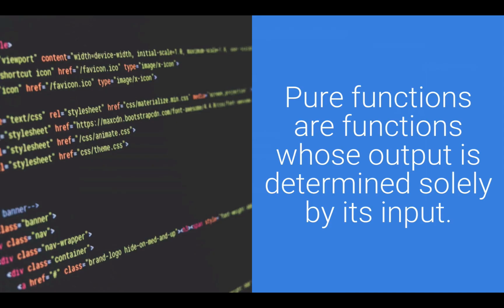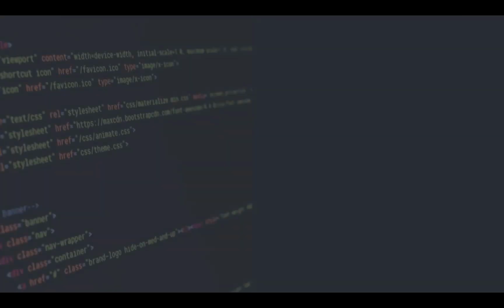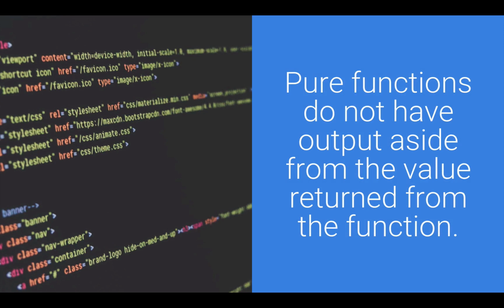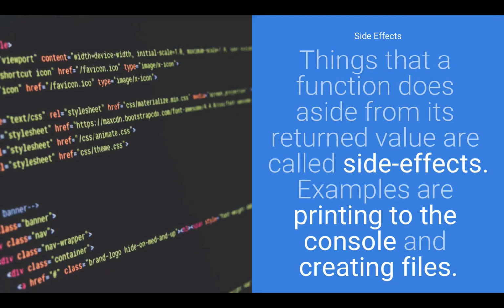Right. So, also, pure functions do not have output aside from the value returned from the function. So, ang mga tawag dun sa mga things na yun, yan. So, things that a function does aside from its return value are called side effects. So, may ginagawa ka na hindi nakakapag-contribute sa return ng function mo, that is a side effect. An example would be printing to the console. That's a side effect. Kasi may lumalabas sa console mo.